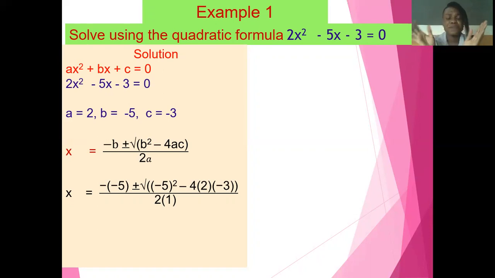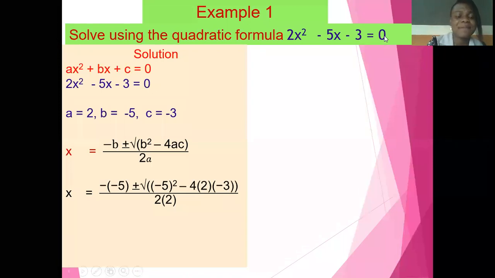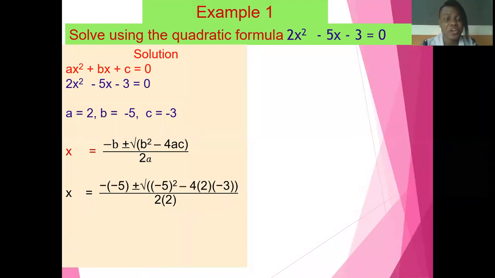In the position for A, put a bracket there. Erase A. After you've written the formula, you can write it two times and then do what I'm saying. Put a bracket for A, erase A, and replace it with 2. In the position for C, put a bracket, erase C, and write minus 3 there, and then you get your answer. So we have minus 5 plus or minus square root of minus 5 all squared minus 4 into 2 into minus 3, over 2 into 2.